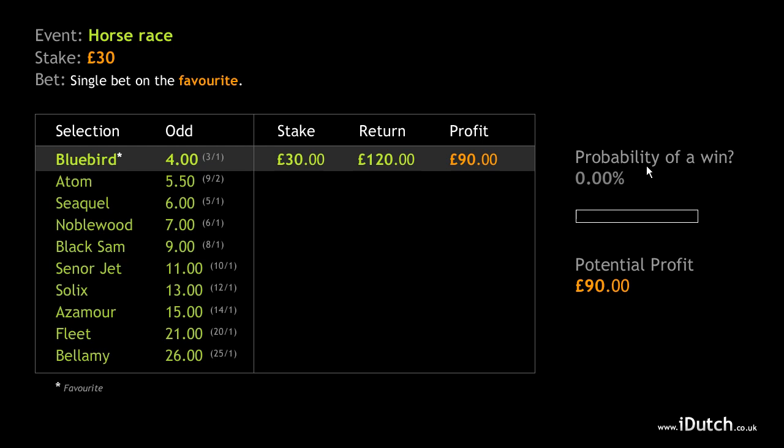Now, let me bring your attention to the probability that a selection, or in this case a horse, will actually win. As we can see here, the probability of Bluebird winning is quite low at 25%. So, how can we improve our chances of winning? Well, the answer is simple. We attempt to cover as many horses as possible with our £30 stake.